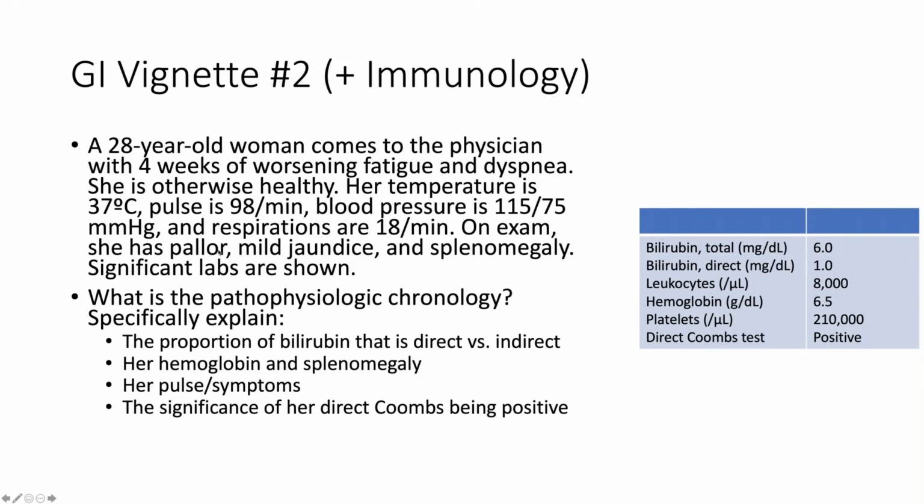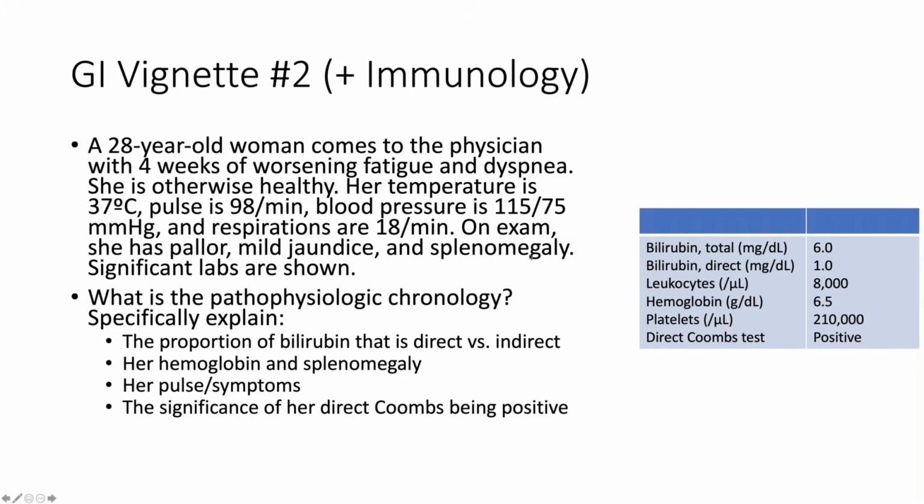So on exam, she has pallor. So again, now you're thinking definitely anemia. Mild jaundice, which now you're thinking hemolytic anemia, because otherwise you shouldn't be increasing your bilirubin. And splenomegaly. So now you're really thinking hemolytic anemia. So now all these things fit, right?